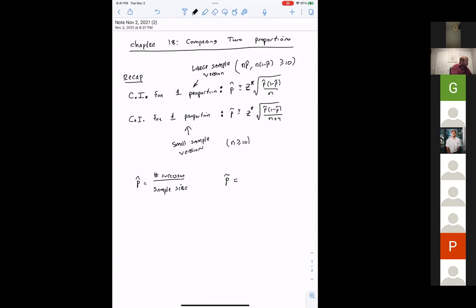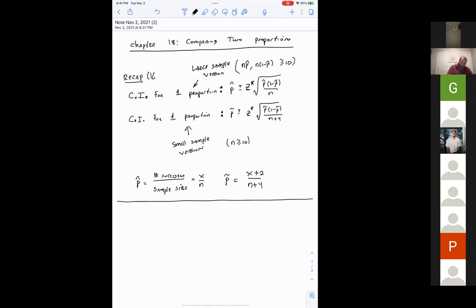So someone remind me, please, what is p twiddle? Anyone remember? X plus 2 divided by n plus 4. So in other words, if the number of successes is x and the sample size is n, then p twiddle is arrived at by adding 2 to x and adding 4 to n. Thank you.